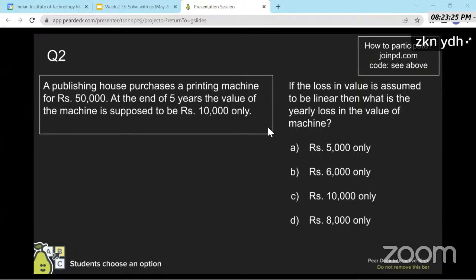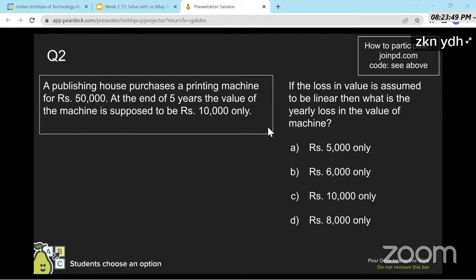Thanks for telling that. So yeah, Sai, could you tell me what should be the right approach, or maybe I can assist you. See, Sai, what is happening here is that at the end of 5 years, the value of the machine is 10,000, right? So I think eventually what you would have done is 50,000 divided by 5. Is it? This is what you have done.